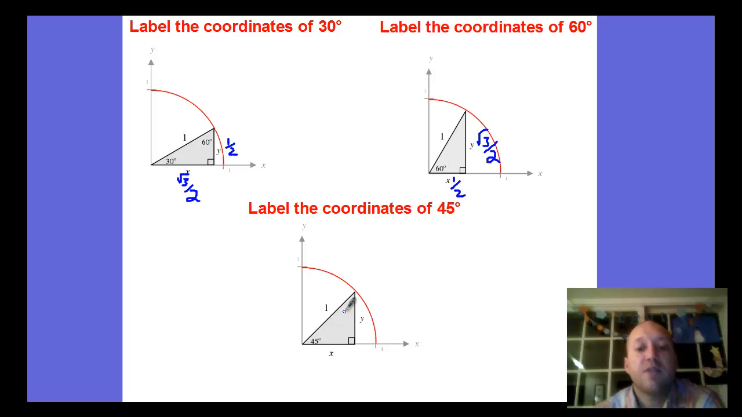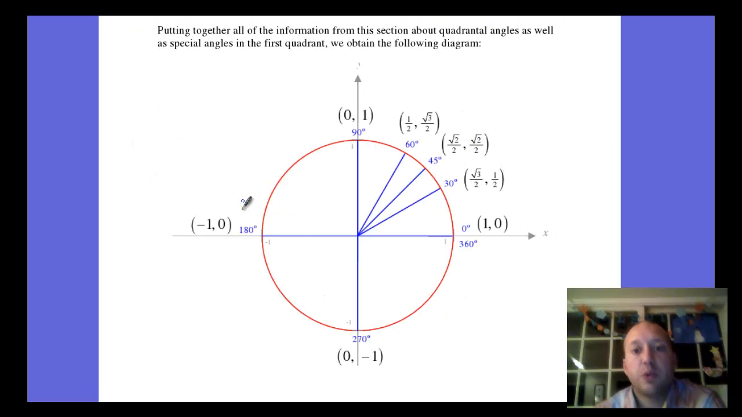We have 45, 45, 90. If this is 1, and these are special right triangles to solve, this becomes square root of 2 over 2, and this is identical, square root of 2 over 2, because we have 45, 45, 90. So here's what it will look like with a unit circle, given the 30, 45, and 60 degrees.